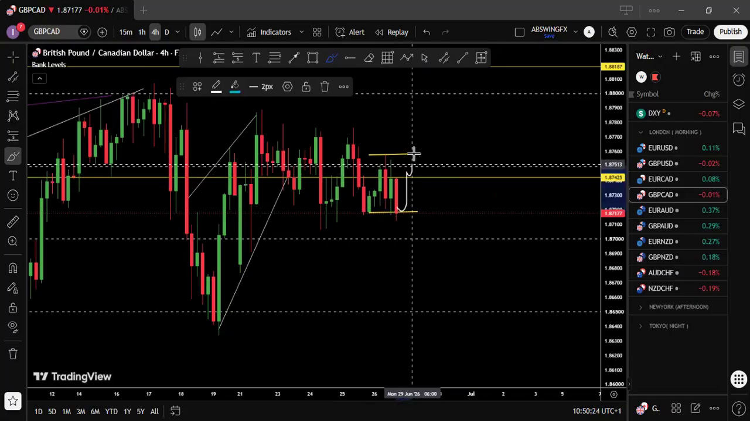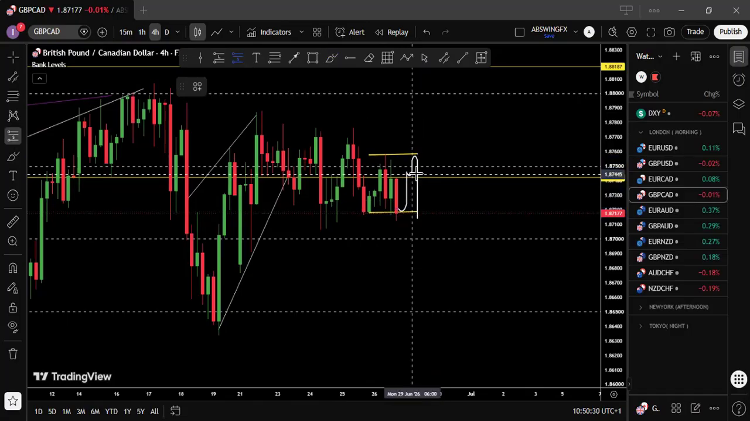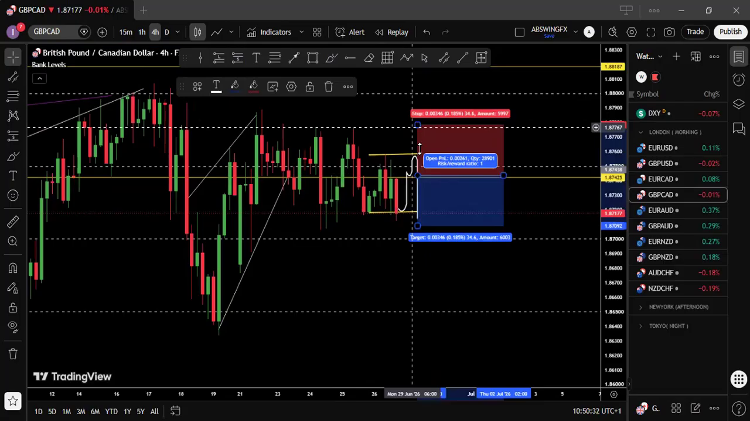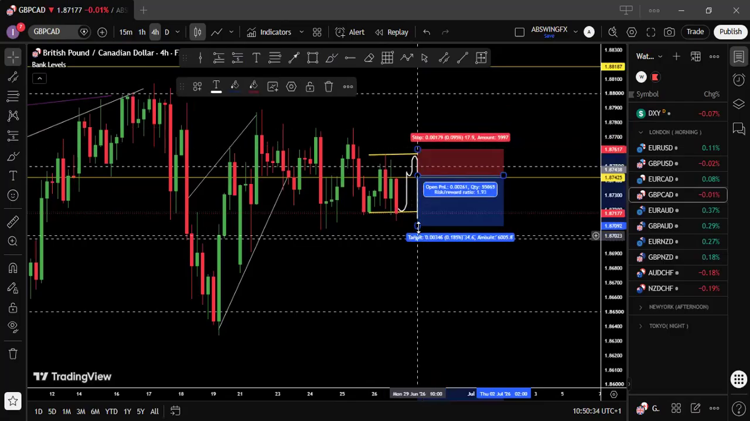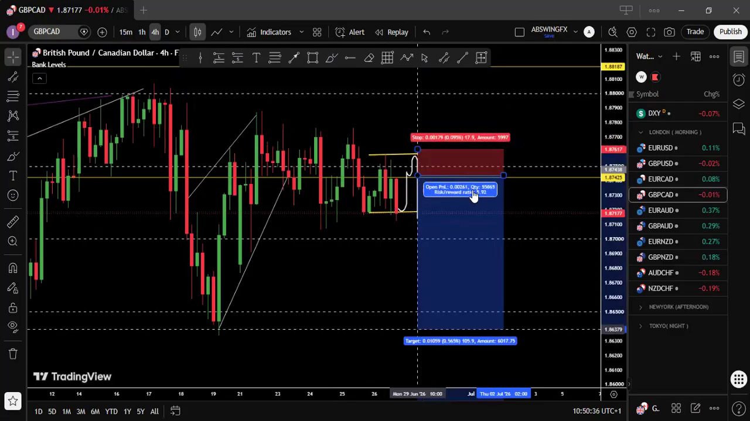A drop here, then we zone. That's it. Targets here.